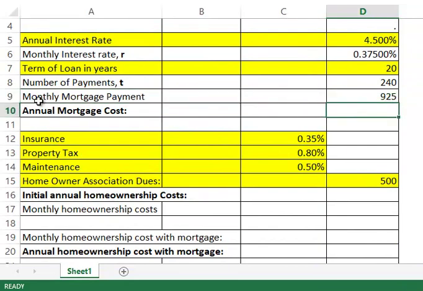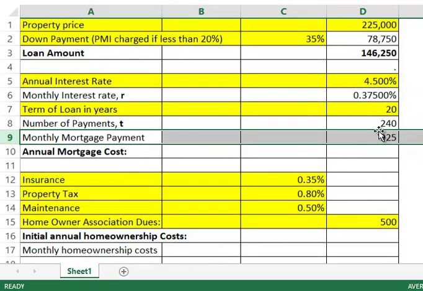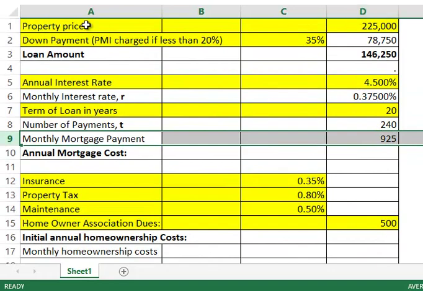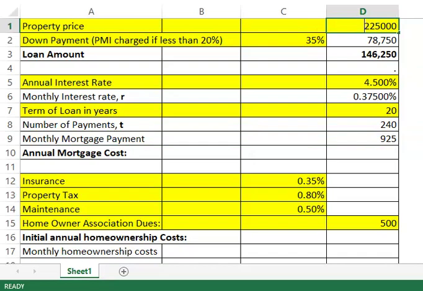So we've got the monthly mortgage payment, but just for practice, I'm going to go back to the original numbers we had. The property price originally was 200,000, so just put in 200,000 and press enter. Don't do 20,000 like I did. That will mess everything up.